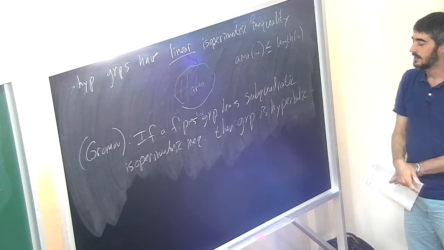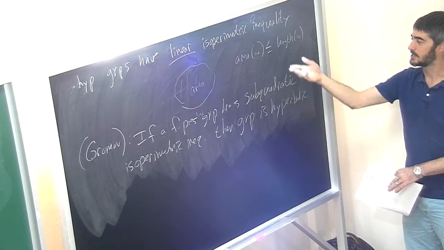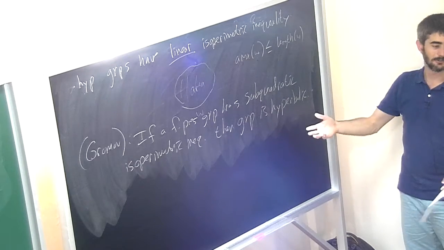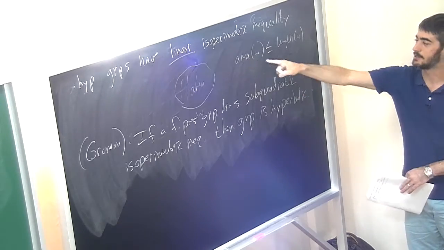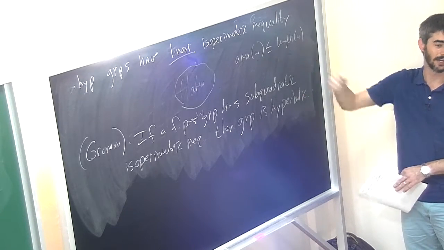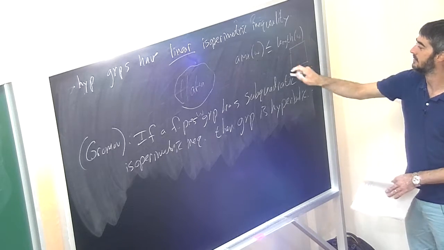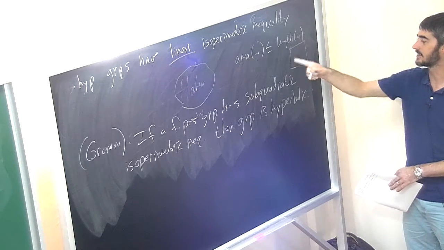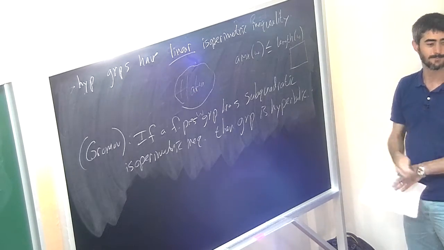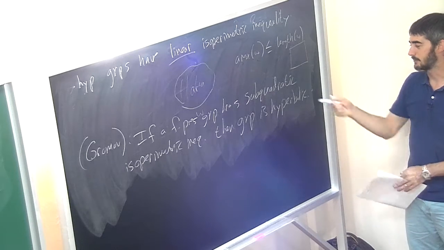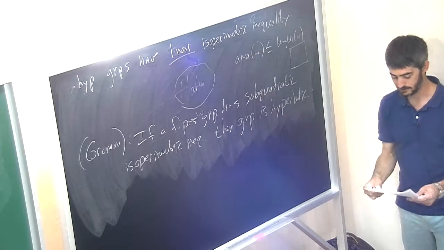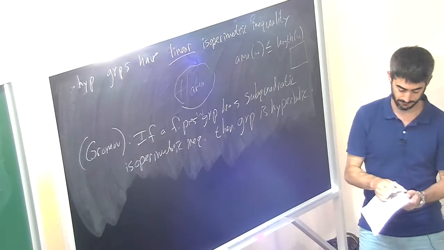Of course, there are things with quadratic isoperimetric inequality that aren't hyperbolic, like Z^2. Think of what's the isoperimetric inequality for Z^2? It's quadratic because the area is like the square of the length. All right. So, subquadratic implies hyperbolic. Very good.